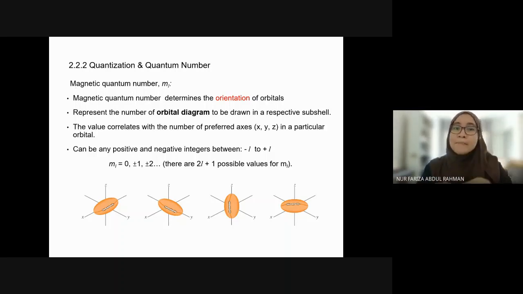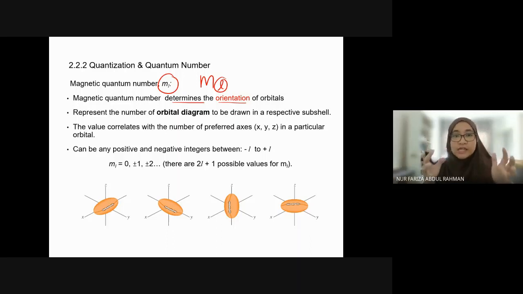So next will be the magnetic quantum number. We use m with subscript l. As you can see, we have l here, so it depends on the value of l just now, the angular momentum quantum number. So what is the purpose of having the magnetic quantum number? Because it determines the orientation of the orbital.